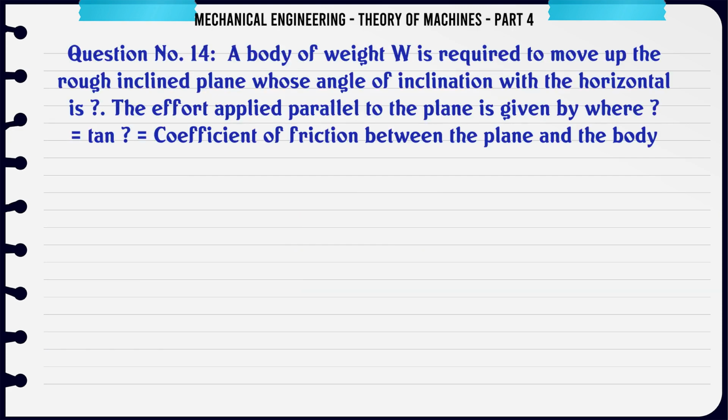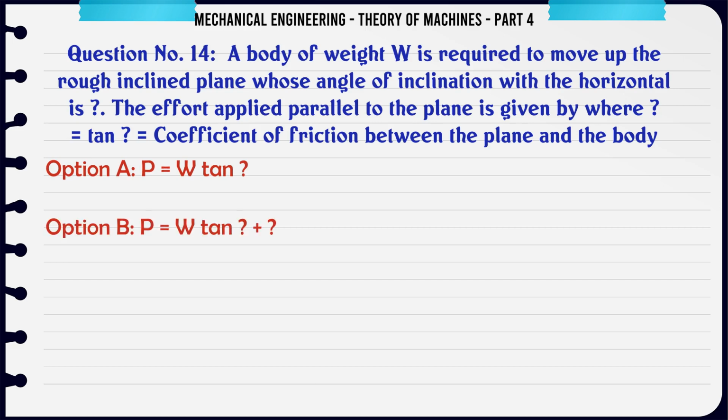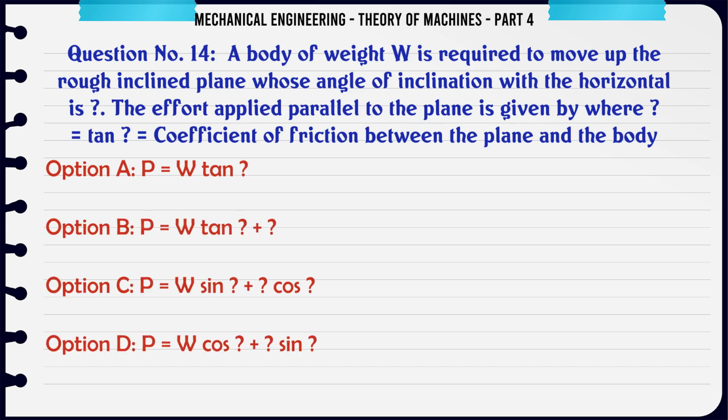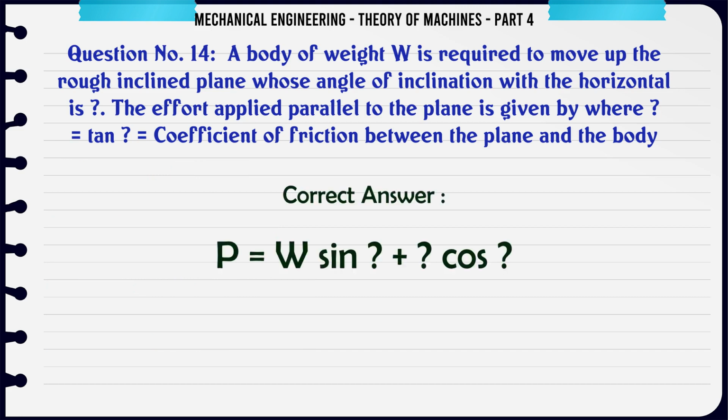A body of weight W is required to move up the rough inclined plane whose angle of inclination with the horizontal is α. The effort applied parallel to the plane is given by, where W is the weight and μ the coefficient of friction between the plane and the body. A. P = W tan, B. P = W tan, C. P = W (sin α + μ cos α), D. P = W (cos α + μ sin α). The correct answer is P = W (sin α + μ cos α).